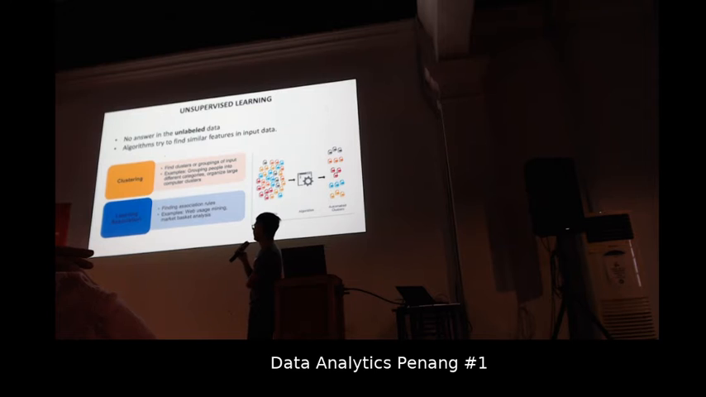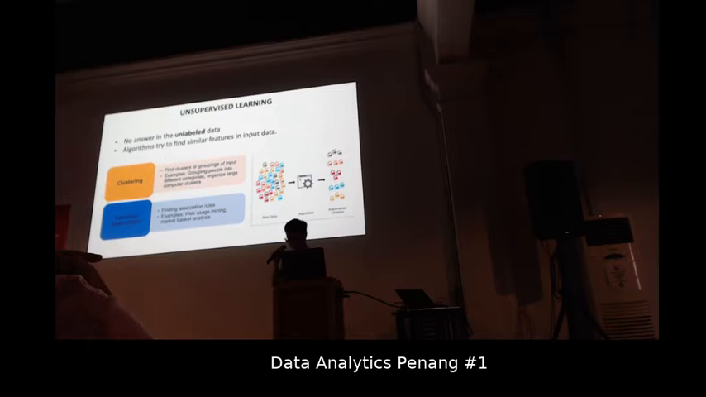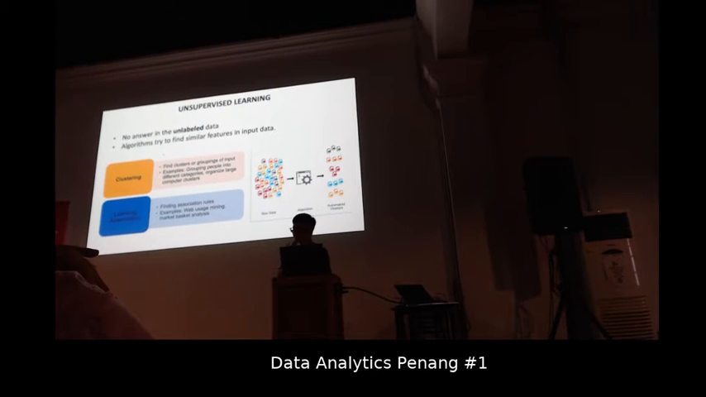And second, we have association learning, which means that we want to find rules. For example, web usage mining or market basket analysis. We want to find some hidden patterns inside the data. Okay, so yeah, those two are the differences between supervised and unsupervised learning.